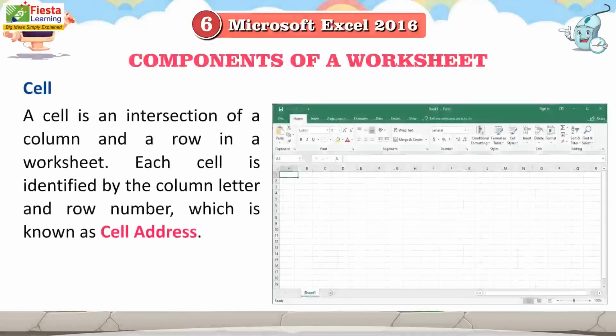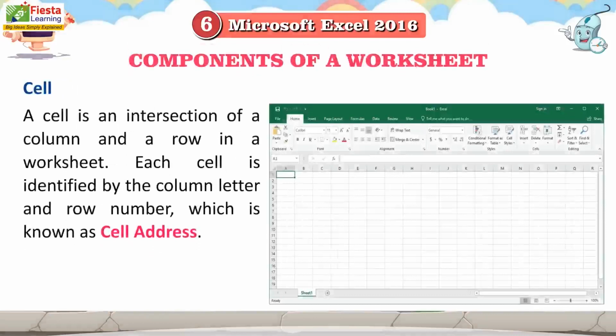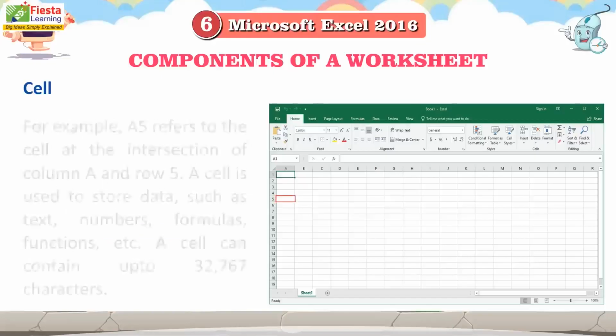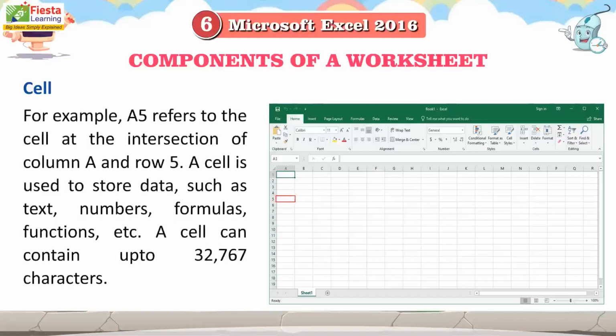Components of a worksheet. Cell. A cell is an intersection of a column and a row in a worksheet. Each cell is identified by the column letter and row number, which is known as the cell address. For example, A5 refers to the cell at the intersection of column A and row 5. A cell is used to store data such as text, numbers, formulas, functions, etc. A cell can contain up to 32,767 characters.